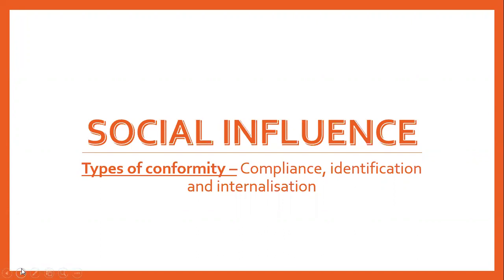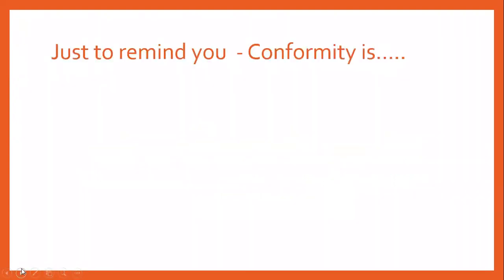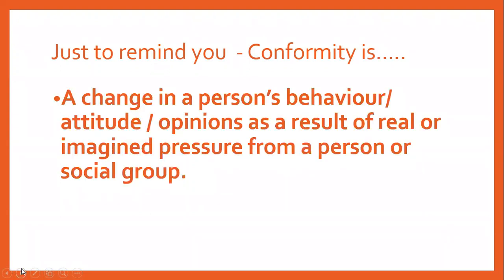PowerPoint number 2 for social influence, types of conformity. Now, just to remind you, what is conformity? We looked at that in the last PowerPoint. Conformity is when a person changes their outward behavior, their inward thoughts, opinions, attitudes, but it's down to the pressure they feel. Either this pressure is real or it's something they imagined, but they change their behavior to meet that of the majority of individuals.